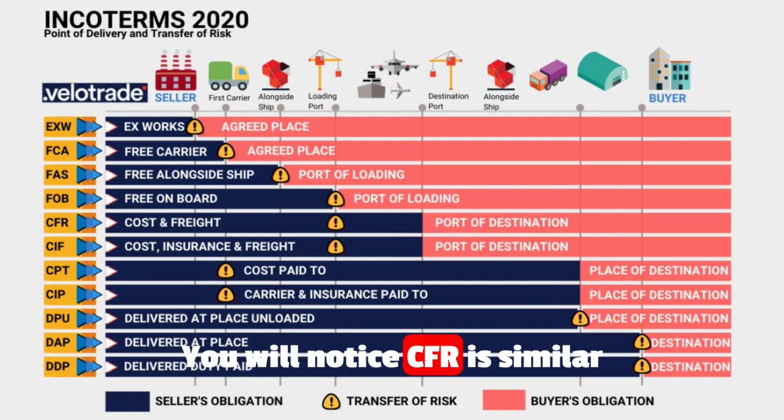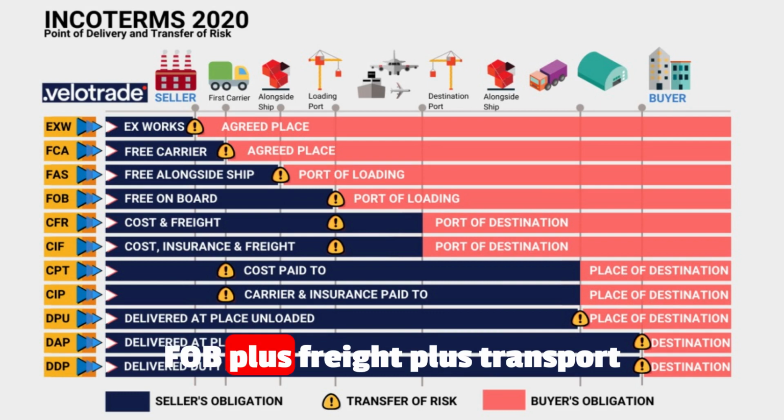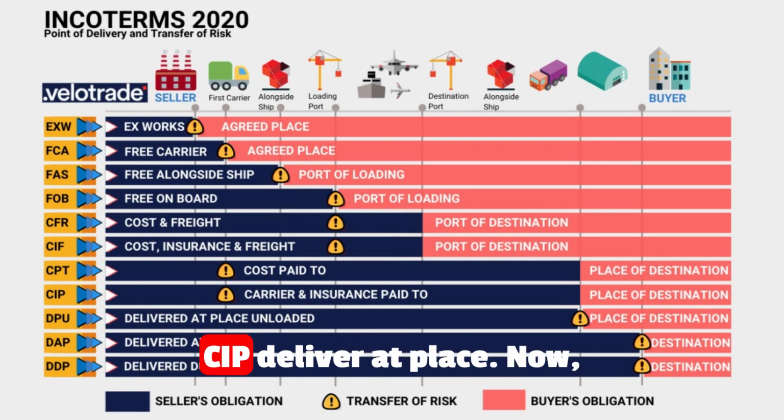You will notice CFR is similar to CPT, and CIF is similar to CIP. FOB plus freight plus transport equals CFR. CFR plus insurance equals CIF. Just the way FCA plus freight equals CPT, and CPT plus insurance equals CIP.